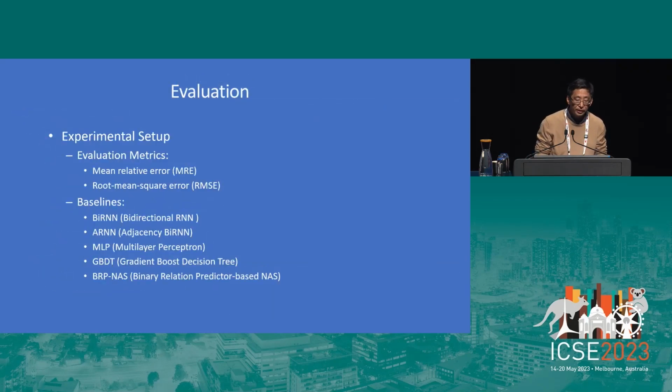And then we use MRE, mean relative error, to measure the accuracy of our model. Our model predicts numerical results, for example, training time or memory consumption. To measure the accuracy, we use MRE. We also use RMSE, root mean squared error. We also compare our model with some baselines, basically different neural network-based prediction models, like those based on RNN and those based on MLP.